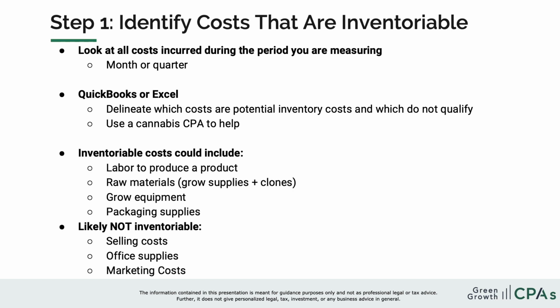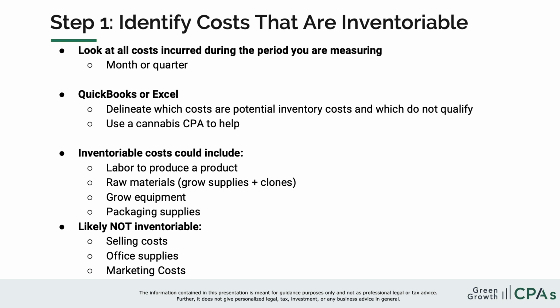But at a high level, you can pretty much reasonably say that the labor to produce the product is going to be inventoriable. Raw materials, which is like your grow supplies, your nutrients, your clones, your grow equipment, which is the lights and your hydro systems, things like that. And then any packaging supplies to help create those final units, those final pounds to get out and be sold. Now, things that you see are not inventoriable are selling costs, office supplies, or any marketing costs associated with selling those products.